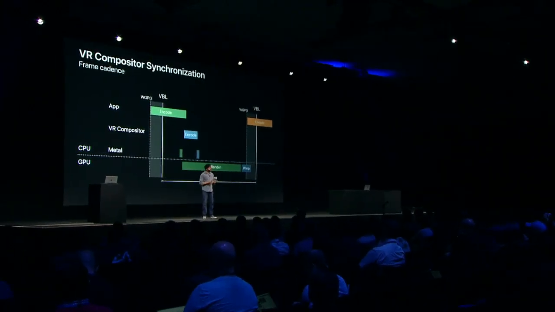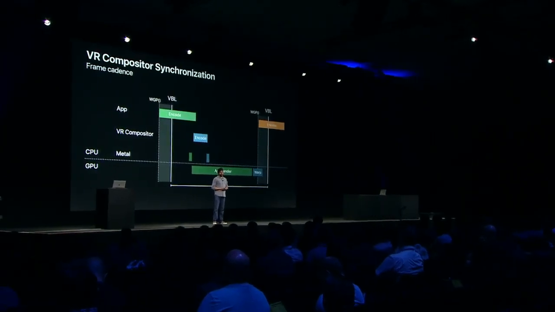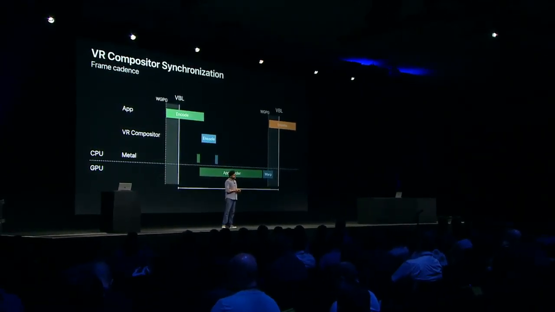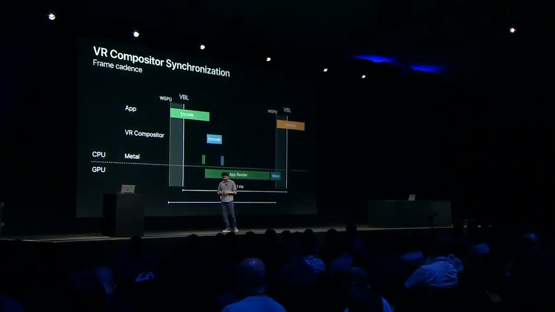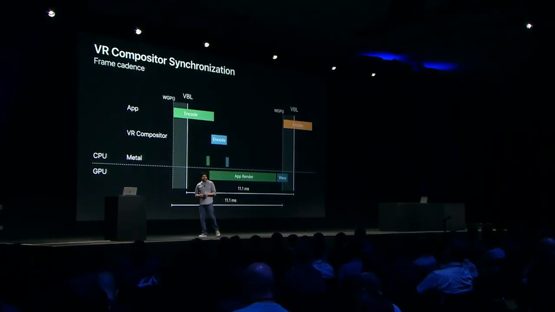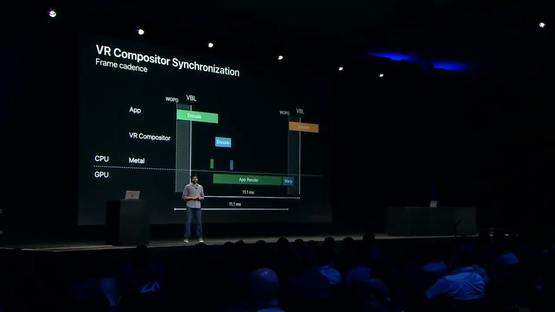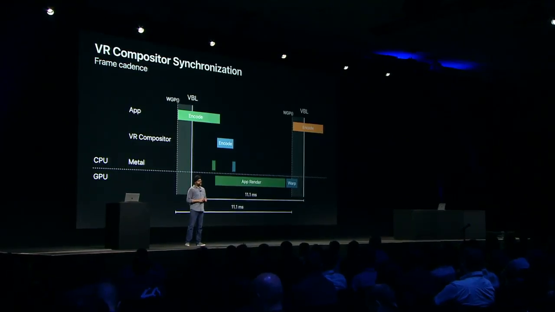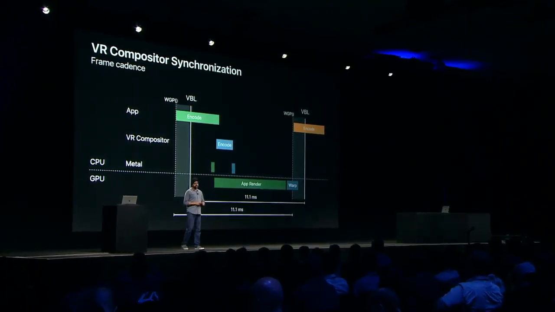So one more note before I move on. It's worth noting that as we extend this diagram to include the next frame, it's waitGetPoses and not the vertical blank that defines the start of the frame for your app. This is an important thing to keep in mind, and we'll be coming back to this very shortly.